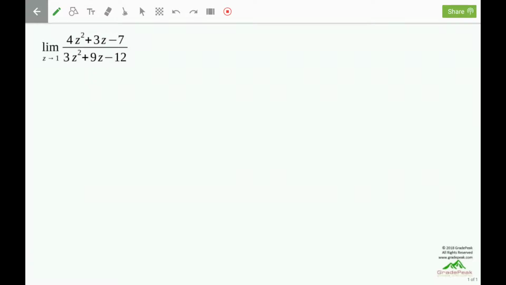Limit as z goes to 1 of (4z squared plus 3z minus 7) over (3z squared plus 9z minus 12). The first thing we're going to do is try plugging in a 1 for each of the z's. So in the numerator we will have 4 times 1 squared plus 3 times 1 minus 7. In the denominator we will have 3 times 1 squared plus 9 times 1 minus 12.